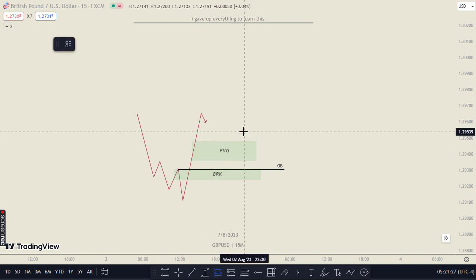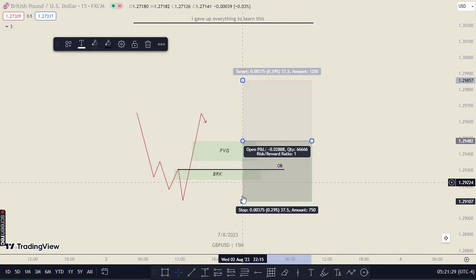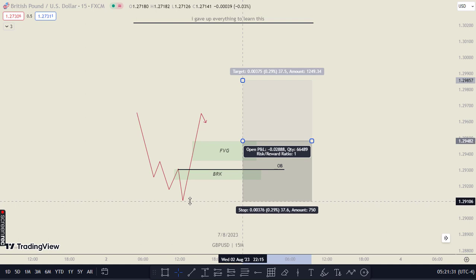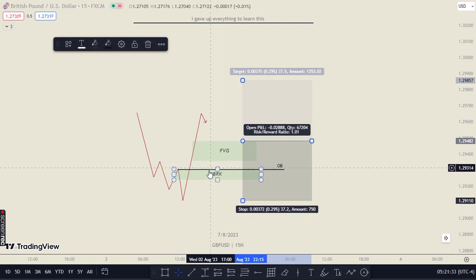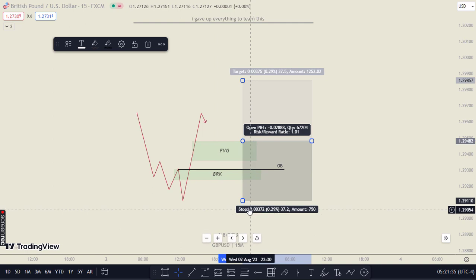So the real question here is which area to enter from. If you choose to enter from this fair value gap right here, your stop loss is always here. Whether you are entering from an order block, a breaker or a fair value gap, your stop loss must be on this area right here. Why? Because this is a validation point.